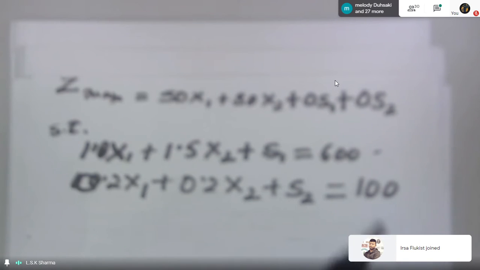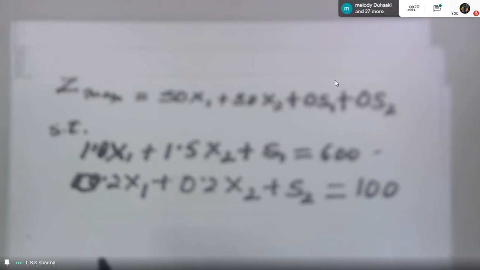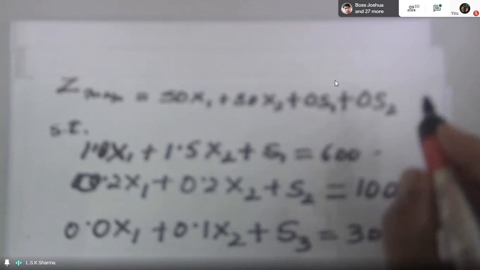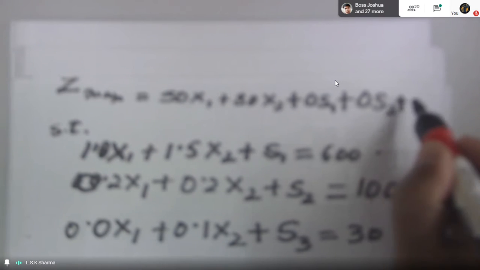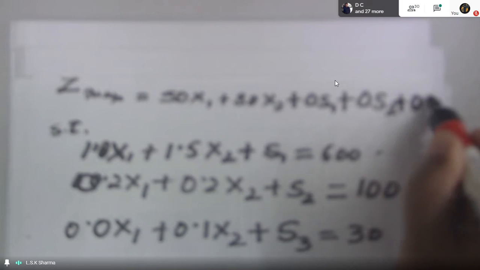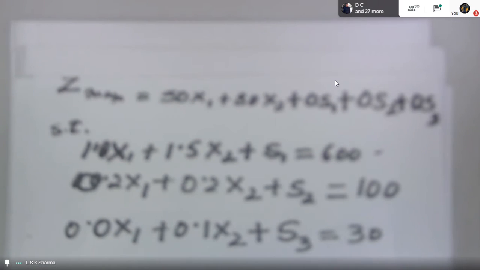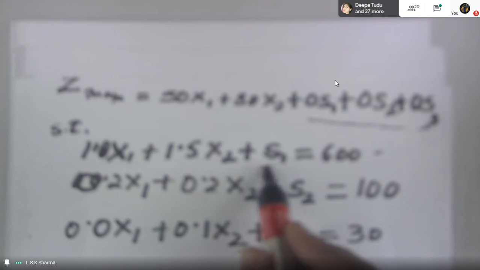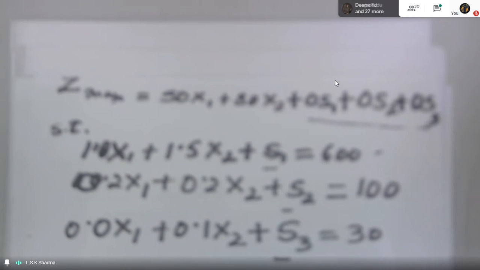Now I still have one more equation to be done. The last one is 0.0x1 plus 0.1x2, and the third slack variable S3 is equal to 30. So I have to add the third slack variable also on the objective function, 0 S3. Now you have all the three slack variables out here and here, here, and here also.